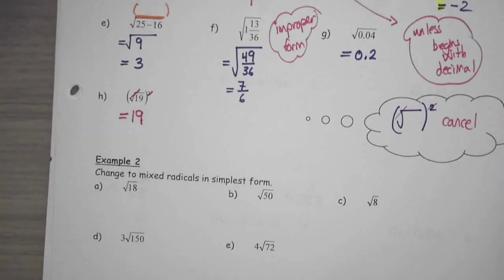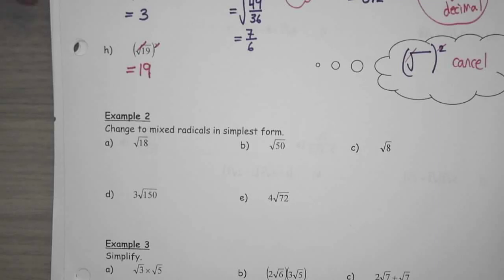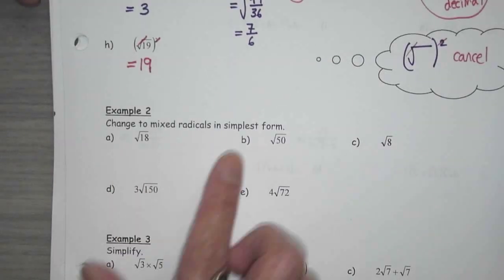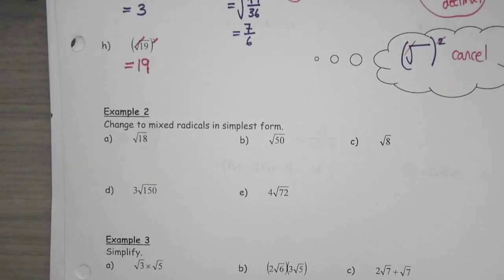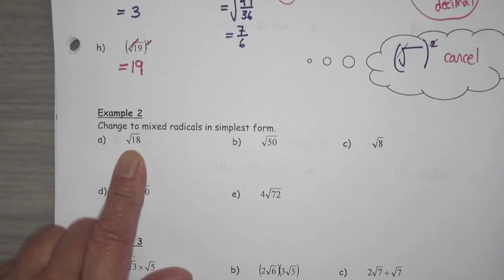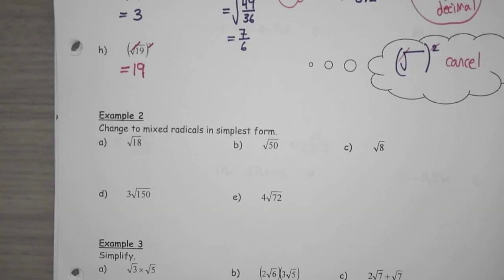Okay, next. All right, here we go. Change to mixed radicals in simplest form. We have a new approach. So when I ask you root 18, usually you grab your calculator and go, uh-oh, where's my calculator?